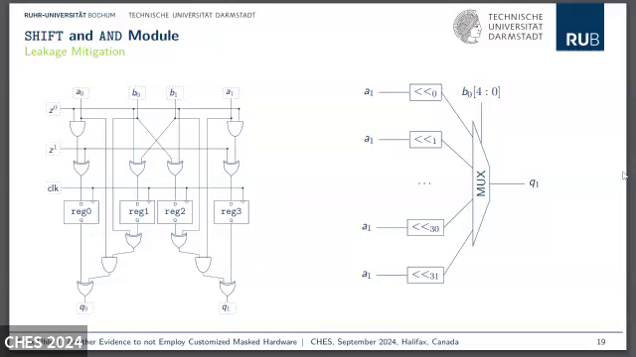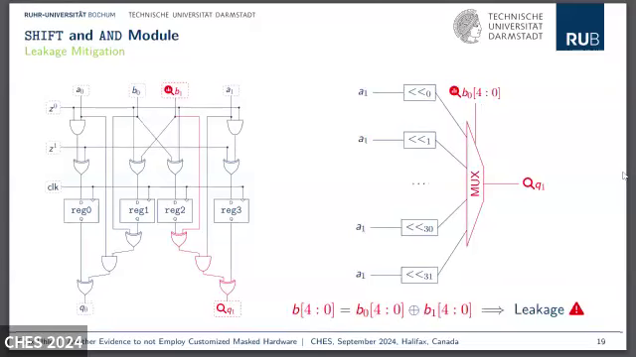We can see here again our AND operation and our shifter, and the shifter is constructed by a multiplexer which selects, conditioned on the last 5 bits of B0, which of the 32 possible shifts should be forwarded to the output Q0. By now placing a probe on the output, we get access to the last 5 bits of B0, and through the AND module to B1, and therefore we can trivially compute the last 5 bits of B, which again is a reason for leakage.